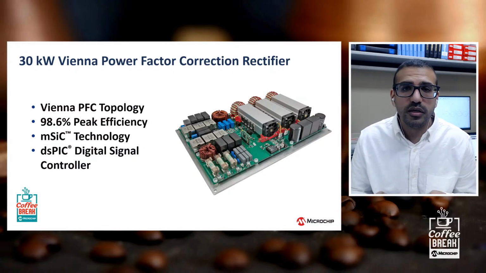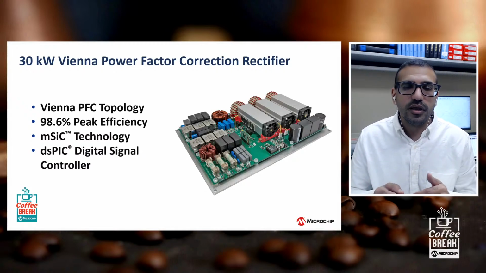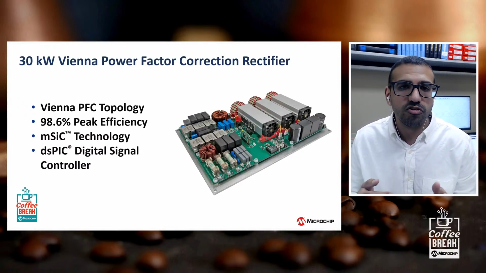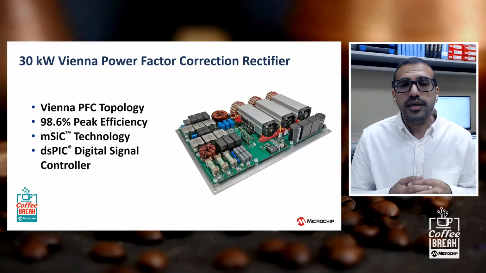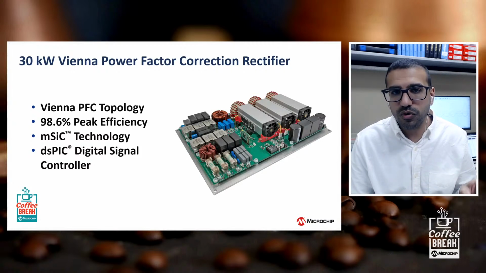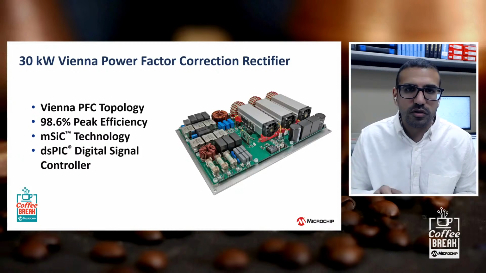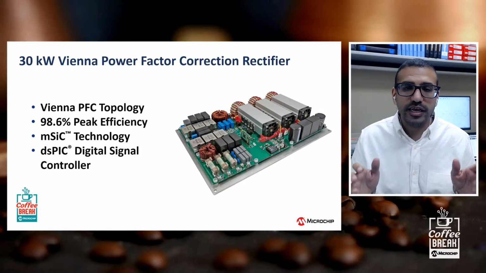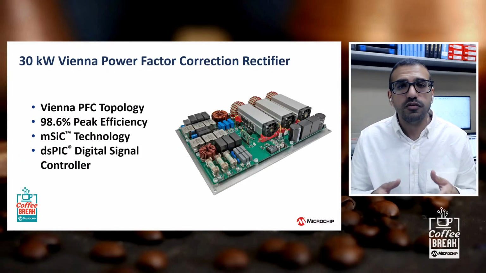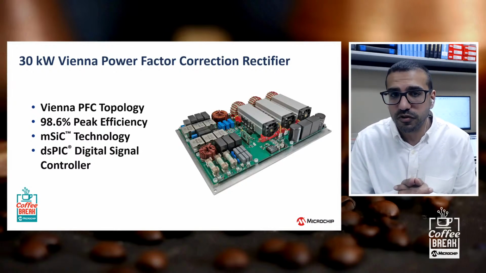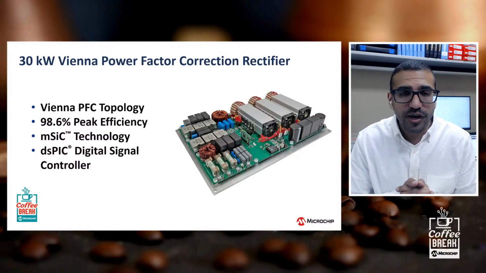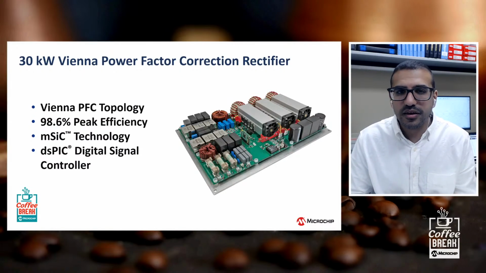Now, our design uses a Vienna topology, and this is a 3-level topology that allows you to use lower voltage rated devices, which will help in terms of performance and cost. It takes in a 400 volt 3-phase 50 or 60 hertz input and outputs 700 volts DC. That's the function of this, and it has to do it very efficiently, and it does. As you can see, the efficiency is 98.6%. The power factor is 0.999.